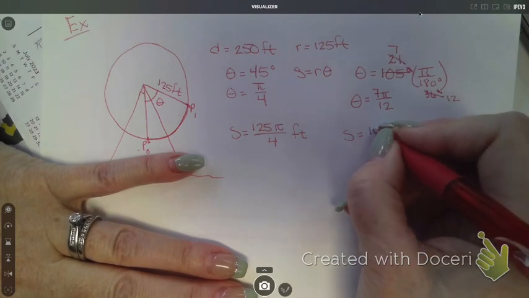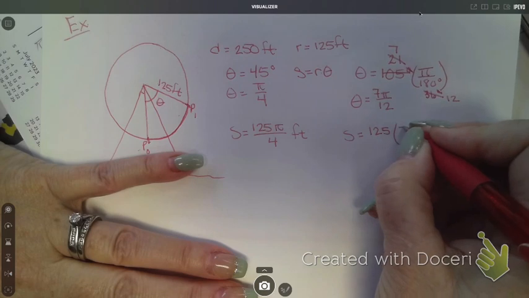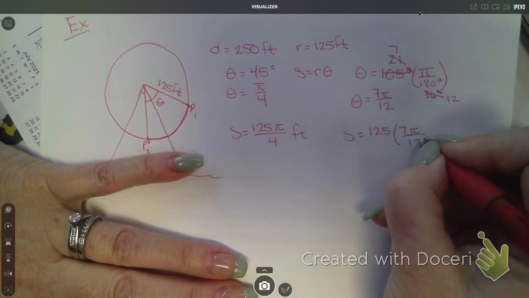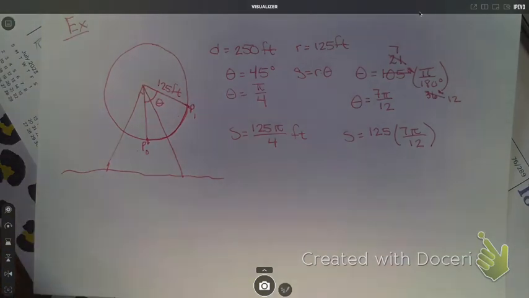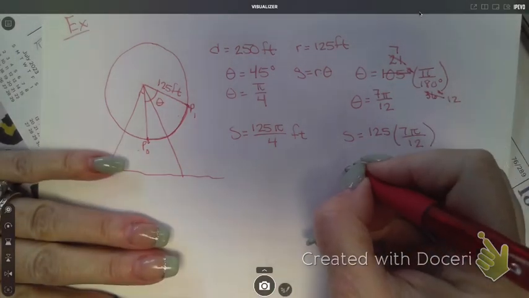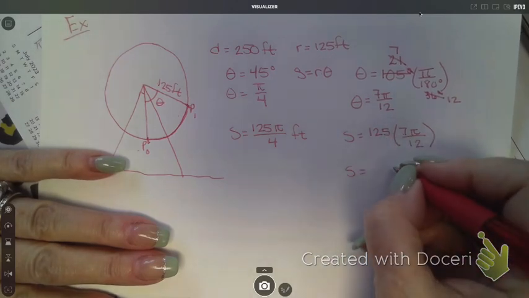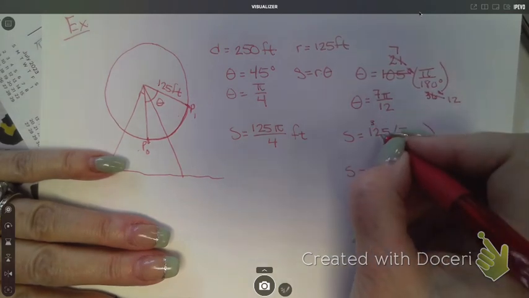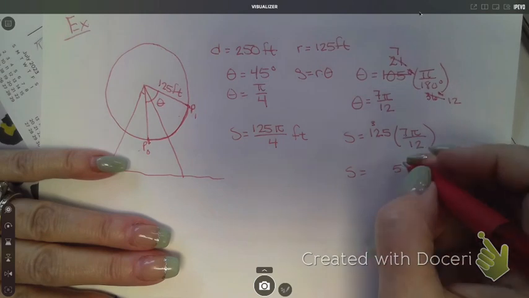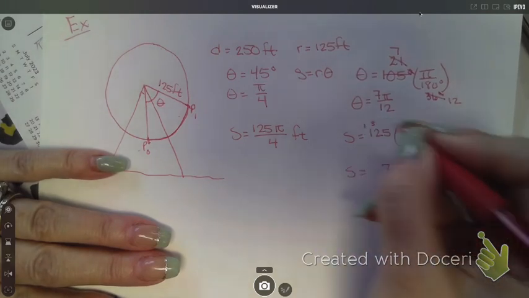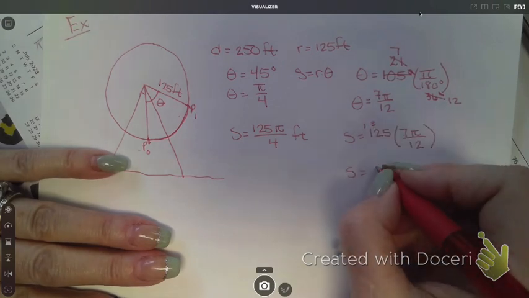Okay. Then, what's my position at 105 degrees? So that would be 125 times 7 pi over 12. Can I reduce 125 and 12? No, because the only thing would be 3, if anything, right? And 1 plus 2 plus 5 is 8, and 3 doesn't go into 8. So I have to take 7 times 125. So 7 times 5 is 35. So 5, carry a 3, 7 times 2, 14, plus 3, 17. 17, carry a 1. 7 times 1 plus 1 is 8.